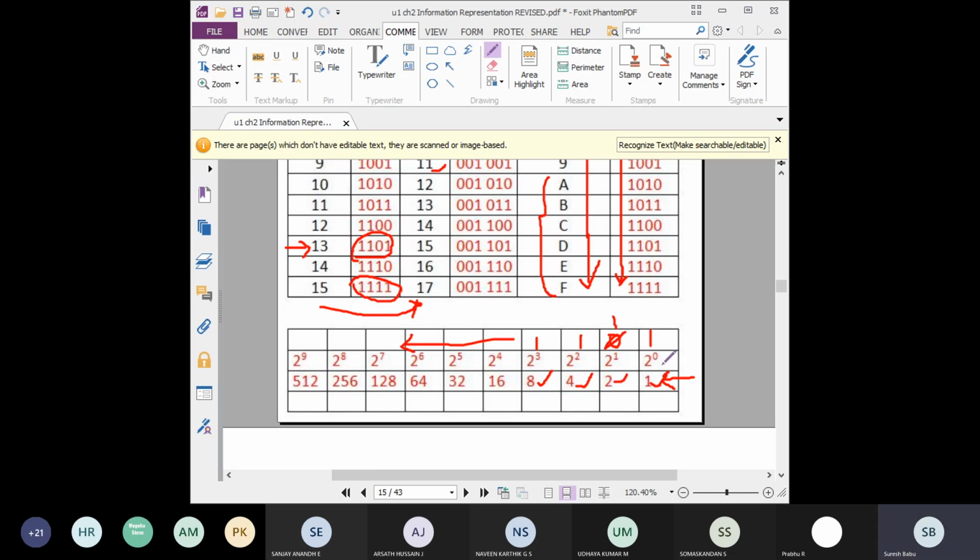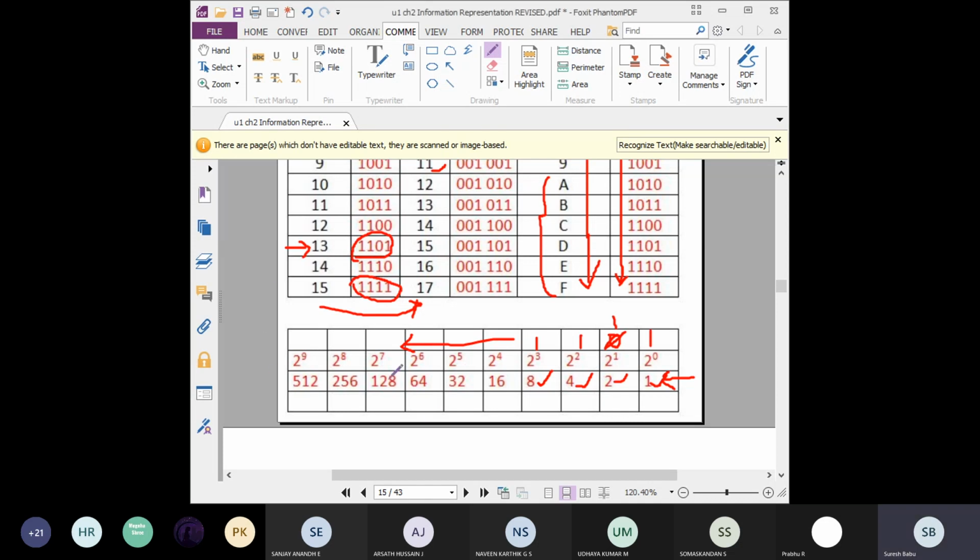That is simply 2 power 0, 2 power 1, 2 power 2, 2 power 3, 2 power 4. Like this we are incrementing: 1, 2, 4, 8, 16, 32, 64, 128, 256 and 512. So kindly do the practice. This will be very easy.